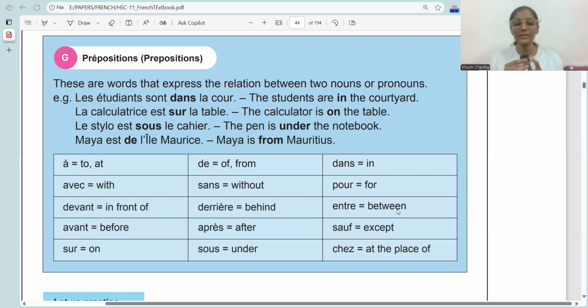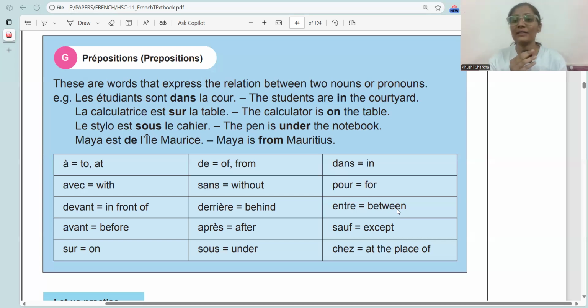The third column. Dans means in. Pour means for. Entre means between. Sauf means except. Chez means at the place of.